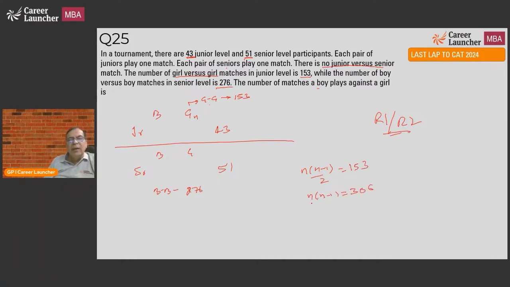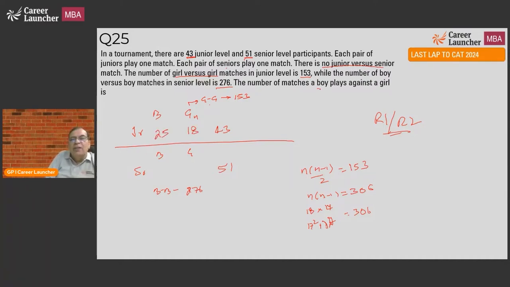Now do a hit and trial. 15 into 16 is 240. 16 into 17, no, 17 into 18. What is 17 into 18? It is 17 square plus 17, which is equal to 306. So n is equal to 18. That means the number of girls is 18. So how many boys will be there? 25 at the junior level.